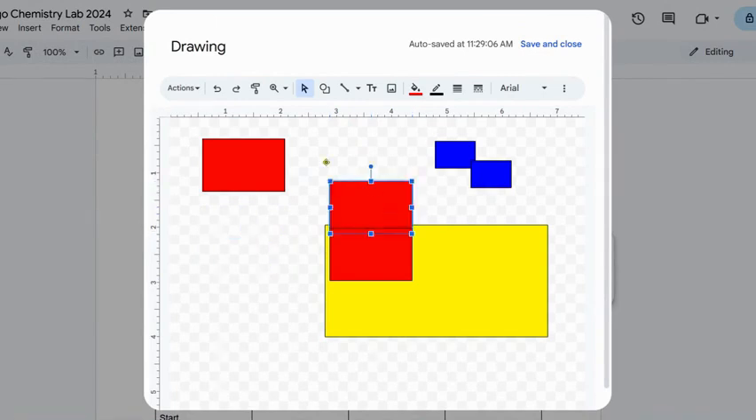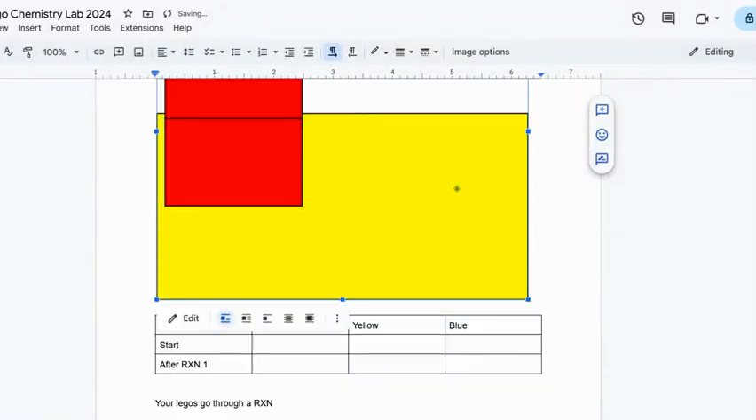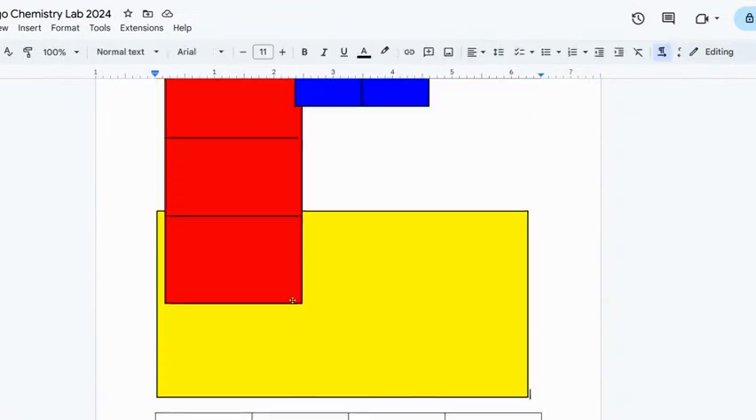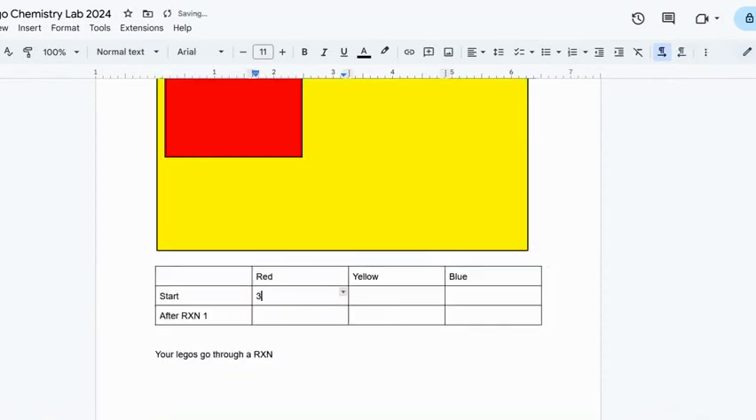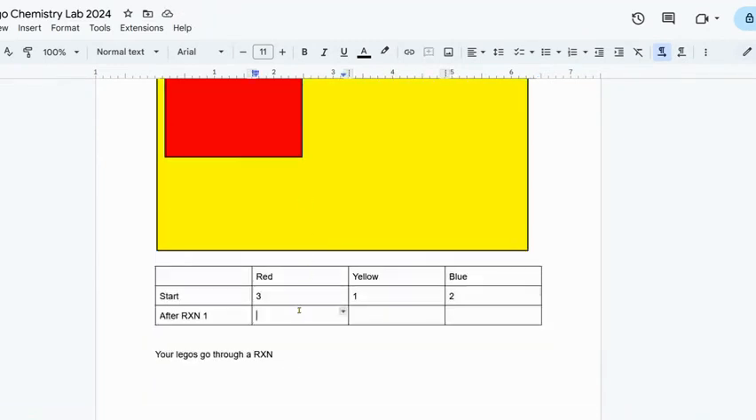I'm going to have this guy go off on the top and he's going to go right here. I want to make a little diving board with mine, and this is going to be my ladder, and then they're going to jump off into the yellow pool. All right, so that's what mine looks like, and you guys can go through and change yours to whatever you want. At the start of the reaction, I have 3 reds, 1 yellow, 2 blue. After the reaction, after it changes, I still have 3 red, 1 yellow, and 2 blue.